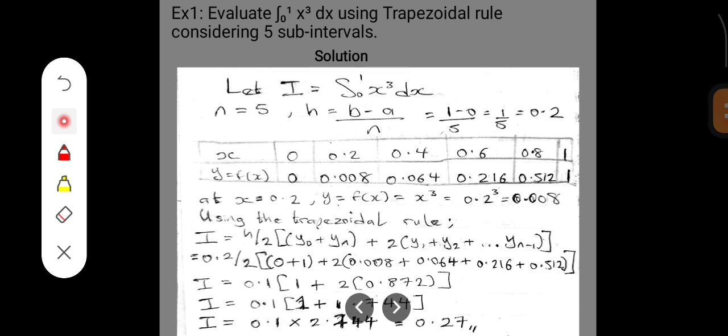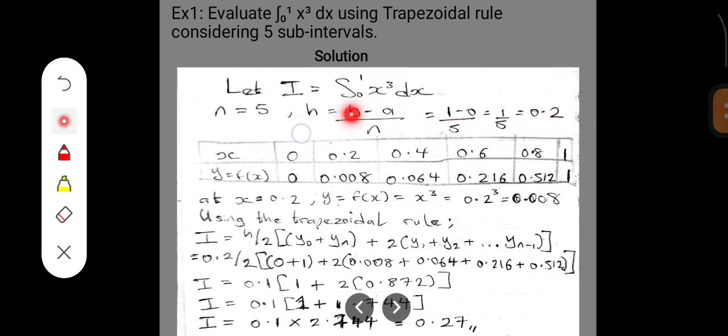For our first example, it says evaluate the definite integral from 0 to 1 of s raised to power 3 ds using the trapezoidal rule considering 5 subintervals. We have 3 parameters from this question. N is equal to 5, the number of subintervals. A is the lower boundary equals 0, and B, the upper boundary, equals 1. We can use these 3 parameters to get our step size using the formula b minus a divided by n. That is equal to 1 minus 0, which is 1, divided by 5, which gives us 0.2.